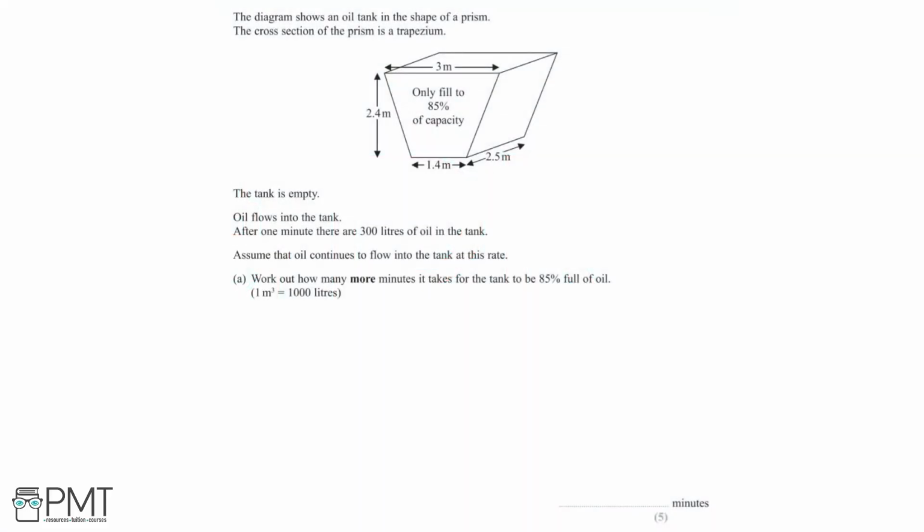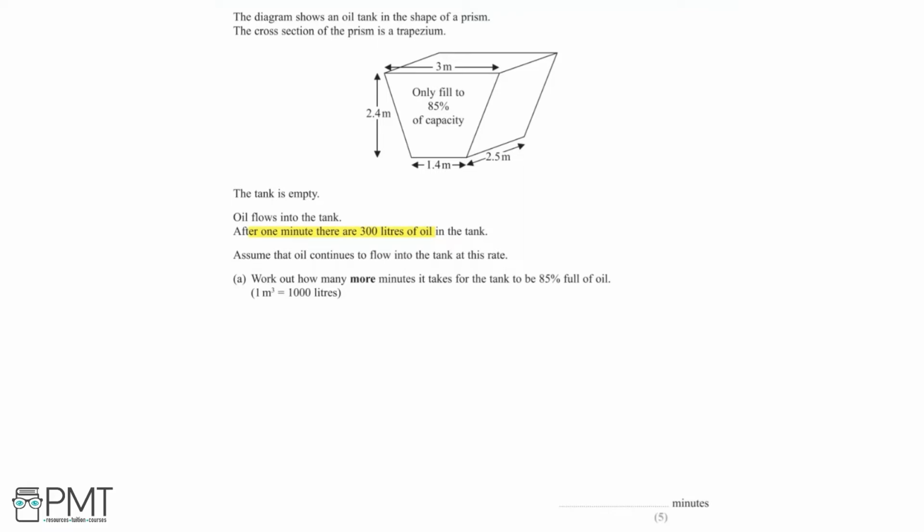In this question, we're given a diagram which shows an oil tank in the shape of a prism. The cross-section of the prism is a trapezium. We're told that the tank is empty. Oil then flows into the tank. After 1 minute, there are 300 litres of oil in the tank. We need to assume that the oil continues to flow into the tank at this rate.